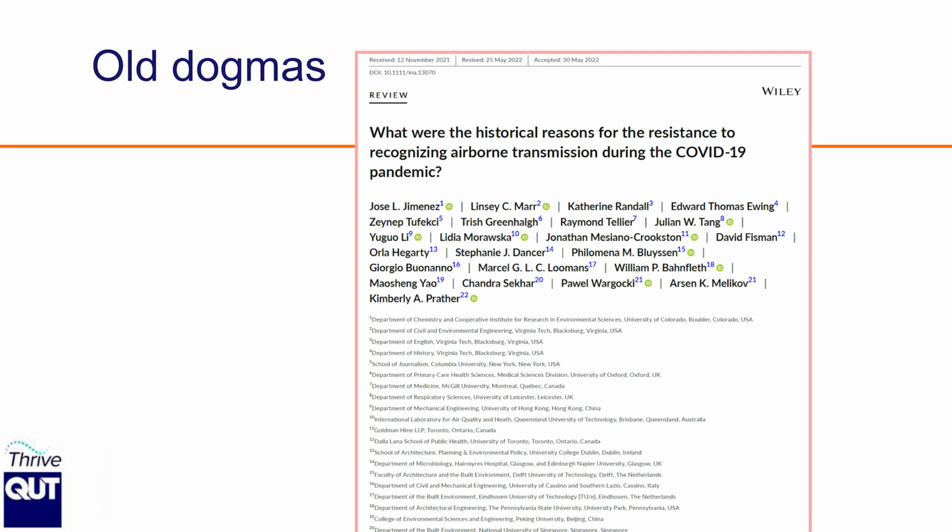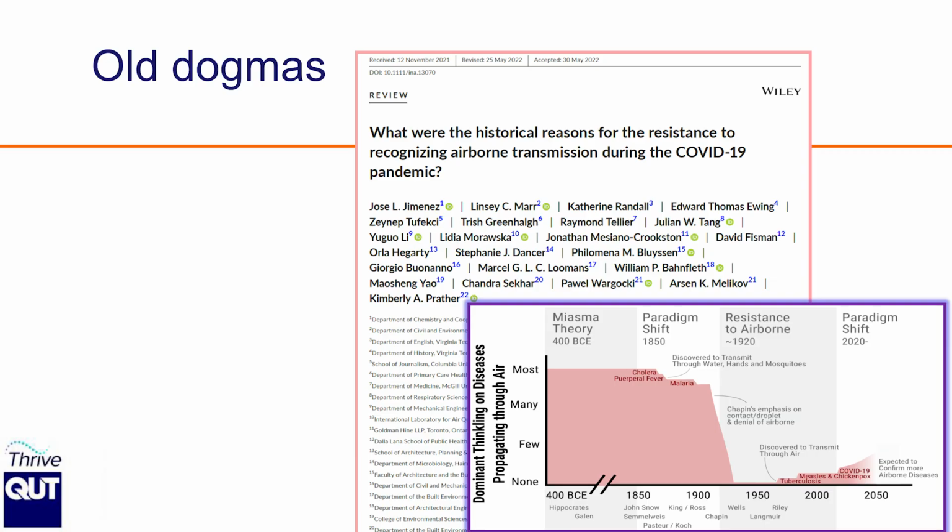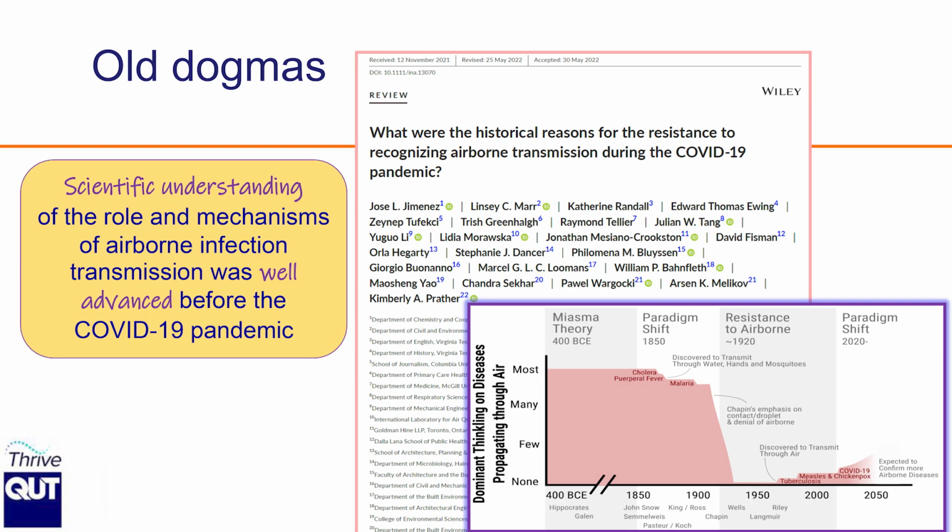This was also the topic of an investigation out of curiosity. What were the historical reasons for the resistance to recognizing airborne transmission of COVID? And this goes very far back in time, starting with miasma theory, a paradigm shift later, resistance, and so on. And there are all kinds of reasons which were behind these different beliefs and the changing of beliefs.